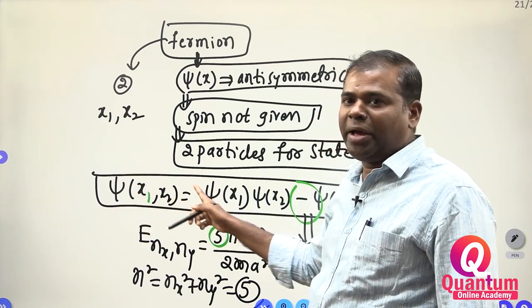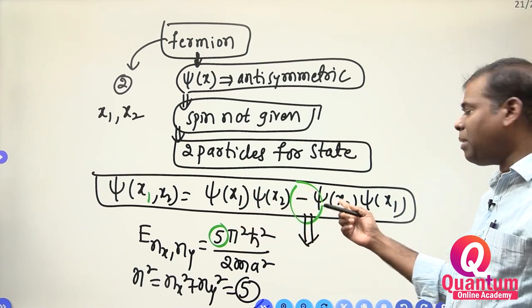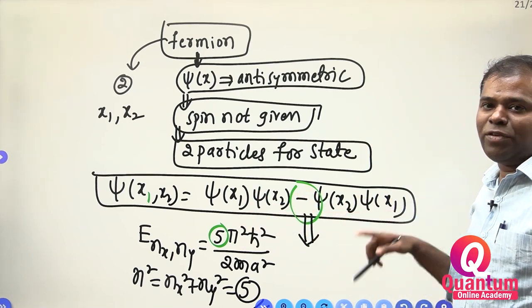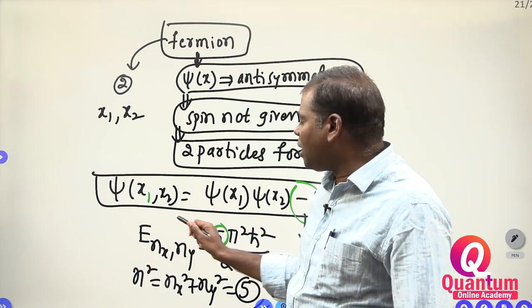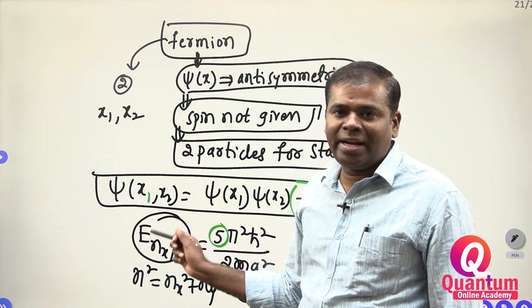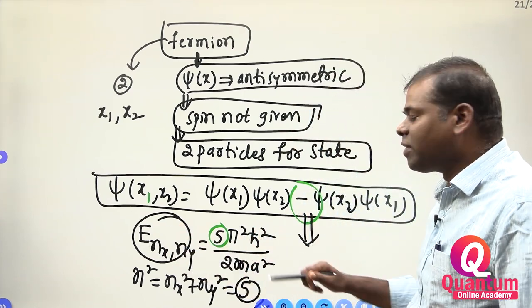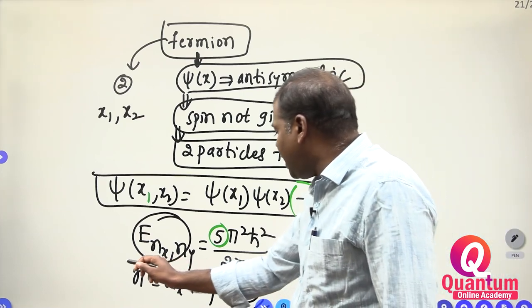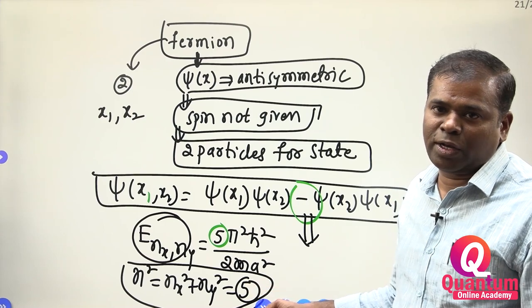Psi of x1 comma x2 is equal to psi 1 of x into psi 2 of x minus psi 2 of x into psi 1 of x. We have to get it. Clear? There, they are giving one hint. What is that hint? E of nx ny is equal to 5 pi square h cut square by 2m, where n square is equal to nx square plus ny square is equal to 5.